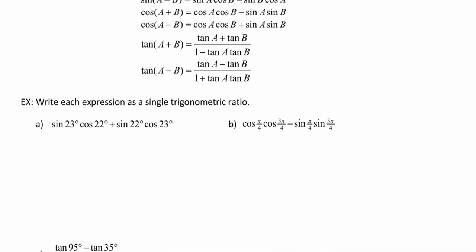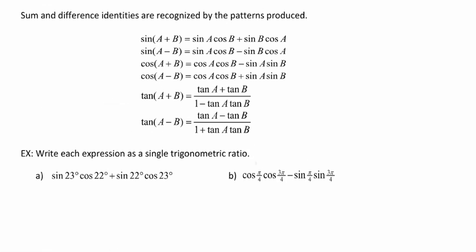So let's see. This first one is saying write each expression as a single trigonometric ratio. A single trigonometric ratio would be like, I want to turn it into one of these on the left side. So I'm just looking for a pattern here. If this is my first angle, 23 degrees, call that angle A. And then this would be my second angle, 22 degrees, so I'll call that angle B. And then 22 again, so that would be a B, and then this would be an A. Does this show up? I'm just trying to match this up to one of these.